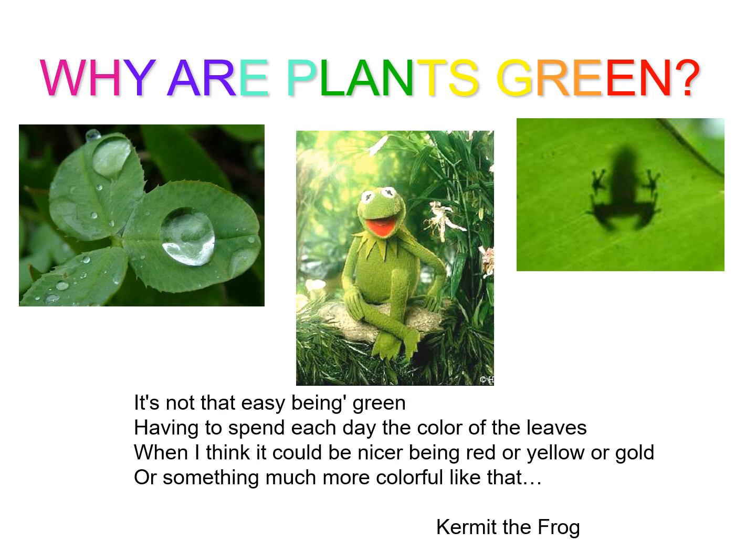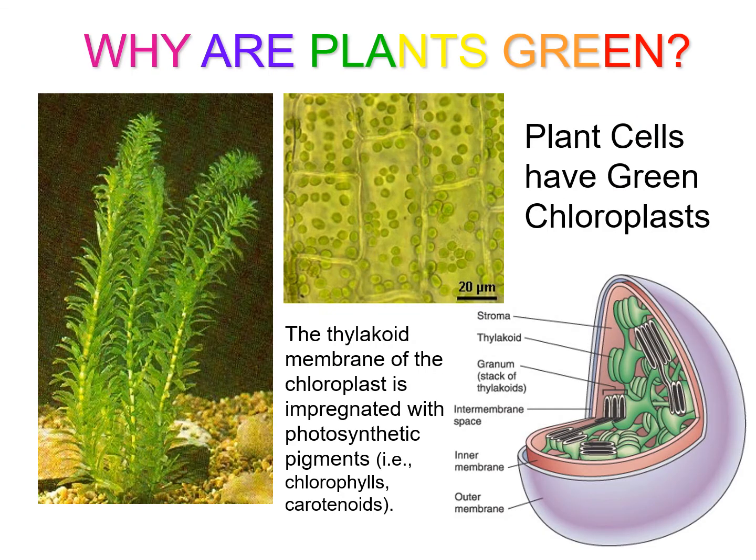So why are plants green? The simplest answer to this question is chlorophyll. Yes, chlorophyll is the pigment which gives the green color to the plant. So, plant cells have green chloroplasts. The thylakoid membrane of the chloroplast is filled with photosynthetic pigments called chlorophyll.